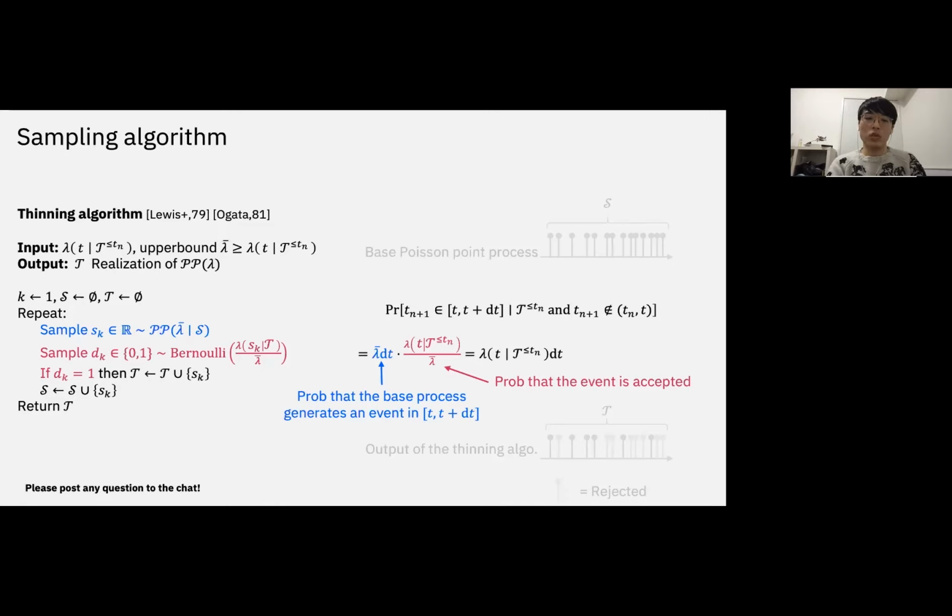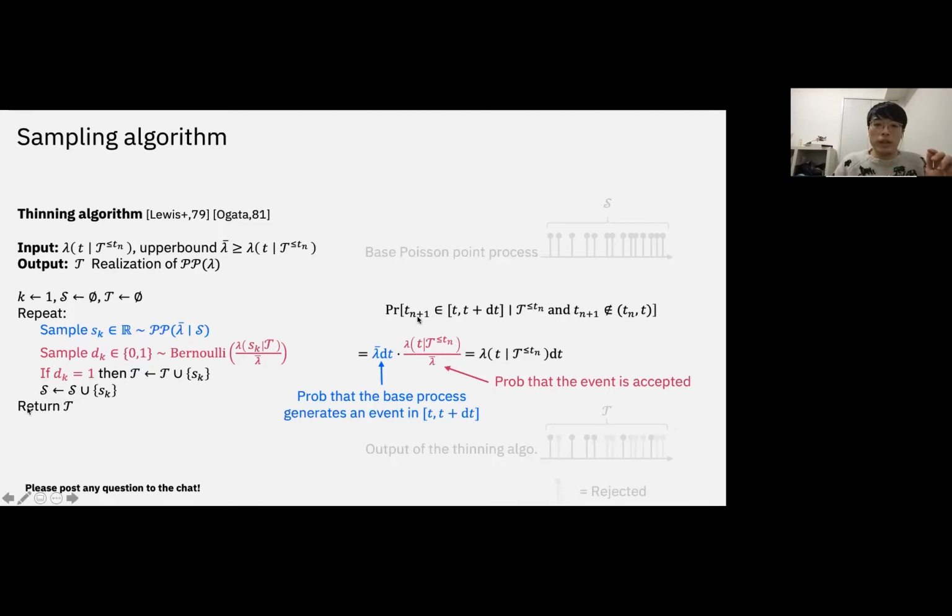This slide gives some intuition on why the thinning algorithm is correct. What we care about is this probability. If this probability equals this quantity, then the thinning algorithm is considered to be correct. And this quantity is written as the product of these two probabilities. Given the partial observation up to time tn, and also given that there is no event from time tn to the current time t, this quantity measures the probability that the next event occurs from time t to time t plus dt.